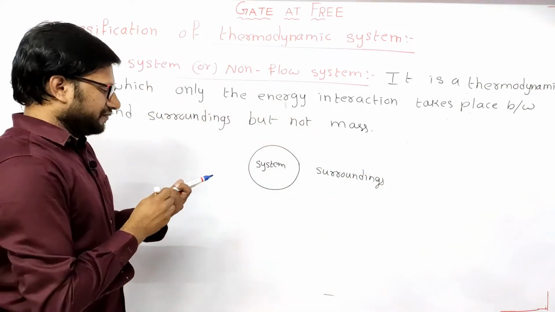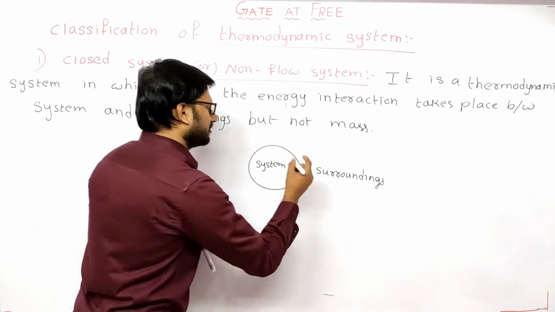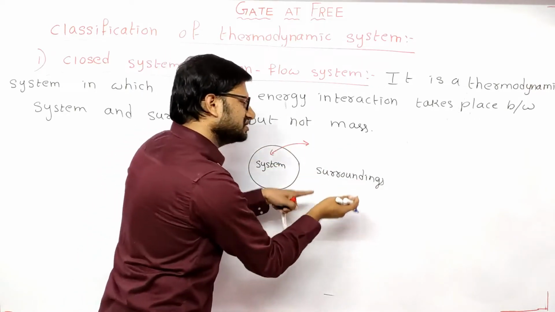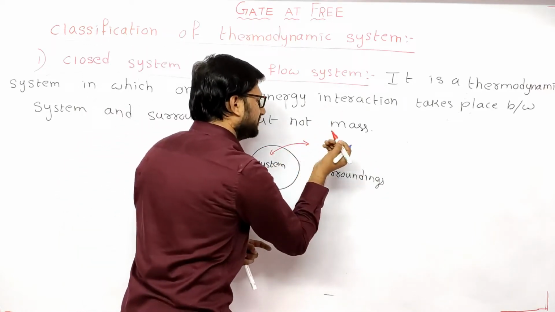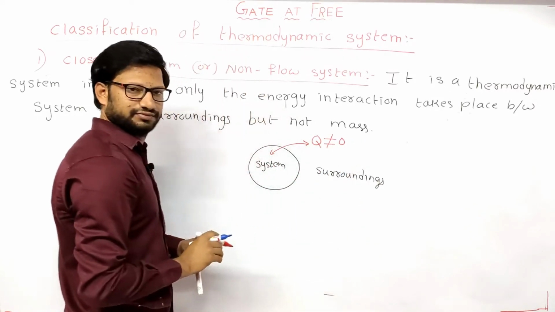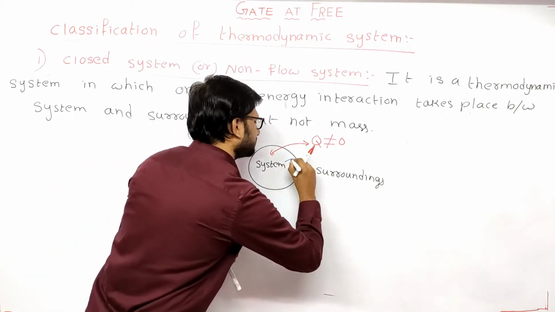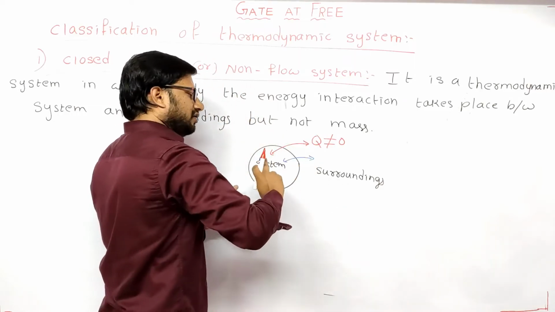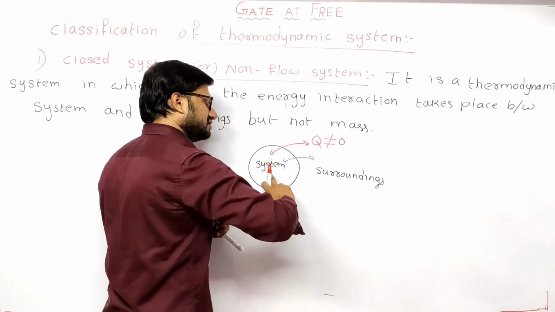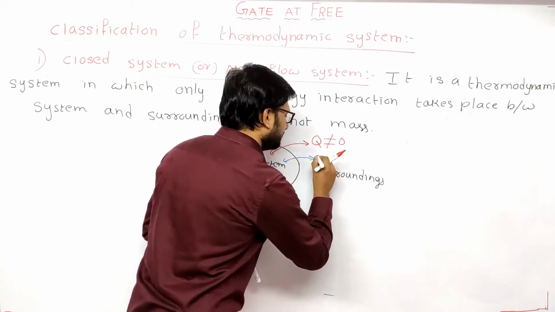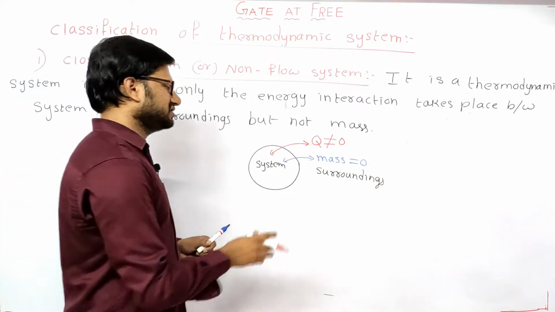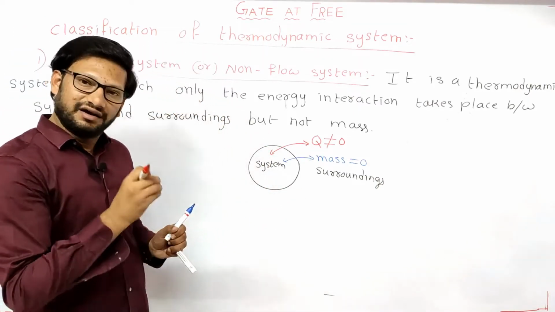Okay, what I said, the closed system or non-flow system means there is only energy interaction between system and surroundings. It may be from system to surroundings or from surroundings to system. Here energy is nothing but heat. Now heat is not equal to 0. Now mass transfer in a closed system does not take place between system and surroundings through the boundary. Therefore, there is no mass interaction. Can I say mass interaction is equal to 0? Now, this type of system is known as closed system or non-flow system.